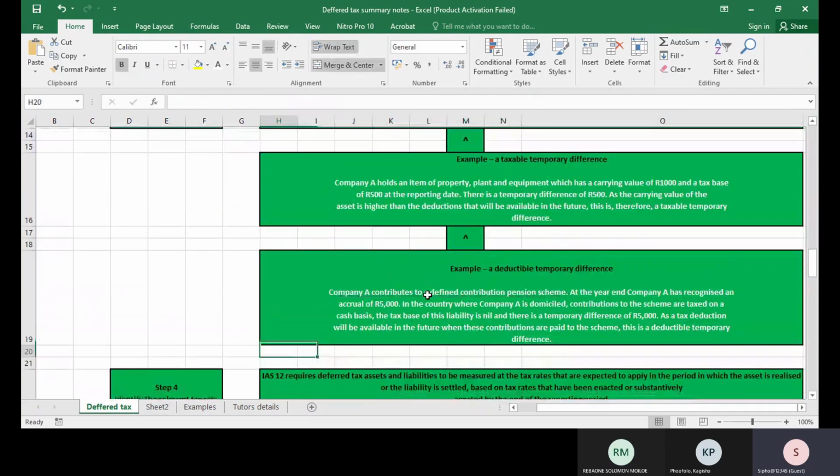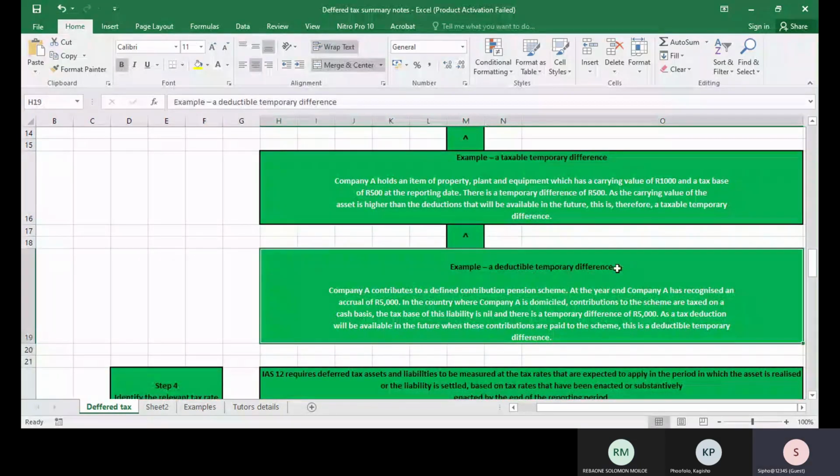Now, a deductible temporary difference example: a company contributes to a defined contribution pension scheme. At the year end, company A has a recognized accrual of 5,000, which is a liability.